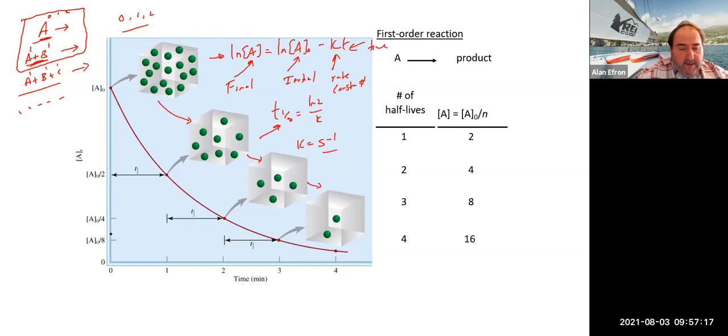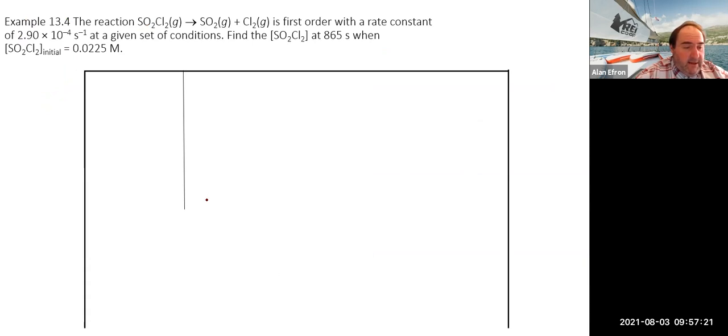All right, I think we have a couple more examples here. So take some time and go over this one. This is first order with the rate constant given. Find the concentration of this compound after 865 seconds have gone by, when the initial concentration was 0.0225. Give that a go and see what you come up with.